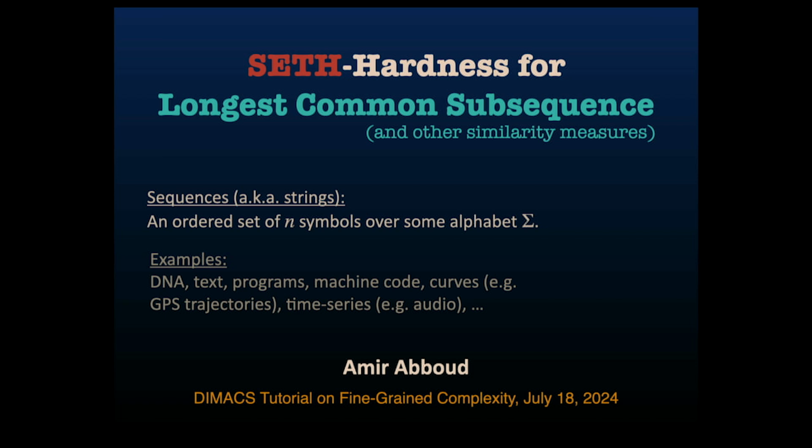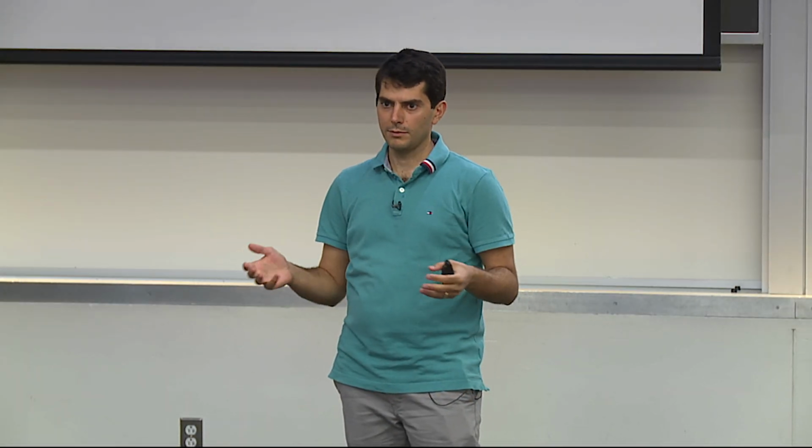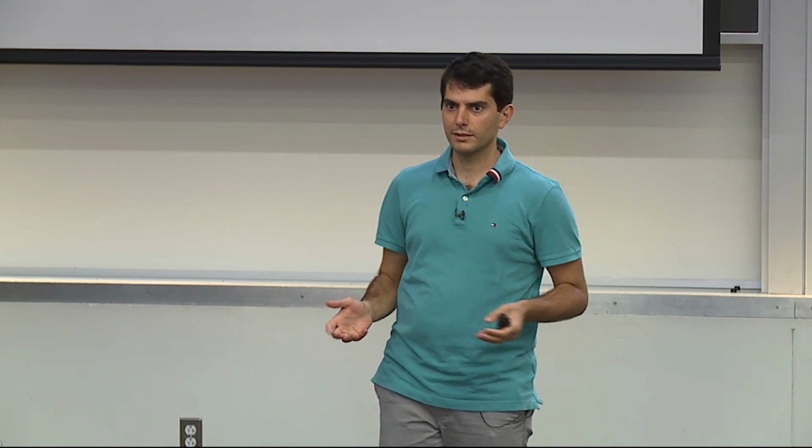And with other tricks and gadgets, the same kind of proof framework shows the hardness of a lot of similarity measures on sequences. So sequences or strings are just sets of n symbols, like letters or points or something. You get 2 of them, and you want to know how similar they are. And similarity could be defined in many ways.